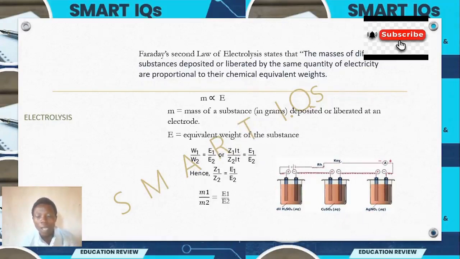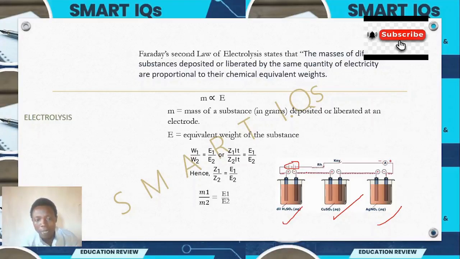Okay, so we have a setup presented to us now, and let's pick our pen so that we can understand quickly. Good. So this setup, as we have it, is a substance of copper 2 tetraoxosulfate 6 aqueous. This is another substance of copper 2 tetraoxosulfate 6, and then silver nitrate. Are we together? Good. So these are different substances but connected to what? The same source. Good. Connected to the same source.